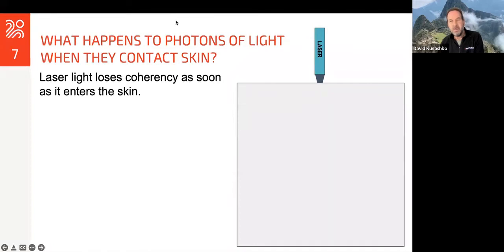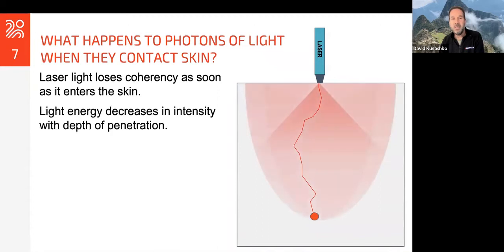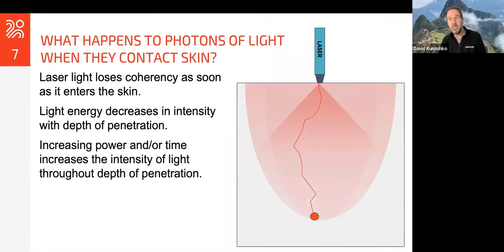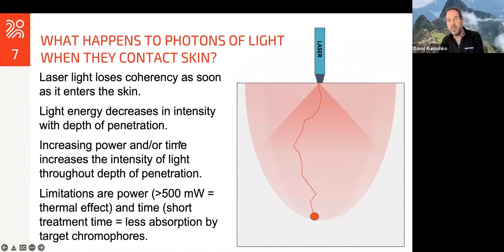When lasers hit the skin and make their way into the skin, they lose their coherency. We're probably familiar with lasers having a coherent beam, but when you hit skin or another object, it's going to break apart and scatter everywhere. So it loses its energy density as it penetrates deeper and deeper. You may start with 100 milliwatts at the surface of the skin, but as you go deeper, you're of course losing a significant amount of energy. That's also important to understand.